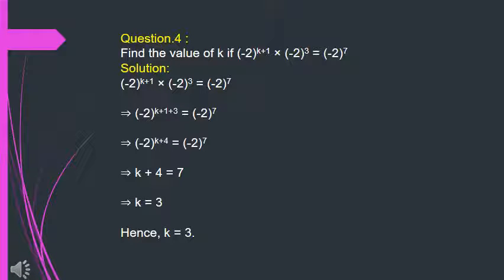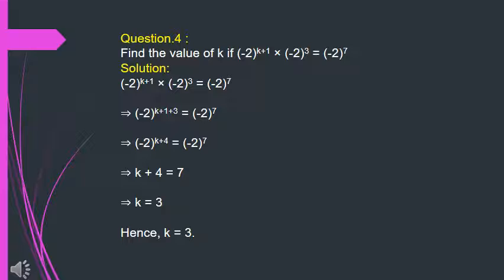Now student, there is an example of a power having a variable, in the form of k. Here we have to find the value of k, where minus 2 raised to the power k plus 1 into minus 2 raised to the power 3 is equal to minus 2 raised to the power 7. Here we observe that the bases are the same but the powers are different. We know when the bases are the same and they are multiplied, we add their powers. So we write minus 2 raised to the power k plus 1 plus 3, that is minus 2 raised to the power k plus 4, which is equal to minus 2 raised to the power 7.